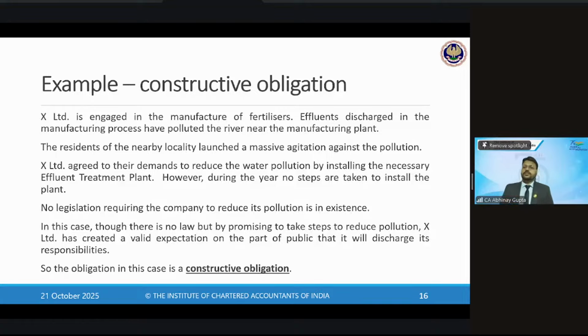X Limited is engaged in the manufacturing of fertilizers. Effluents discharged in the manufacturing processes have polluted the river near the manufacturing plant.